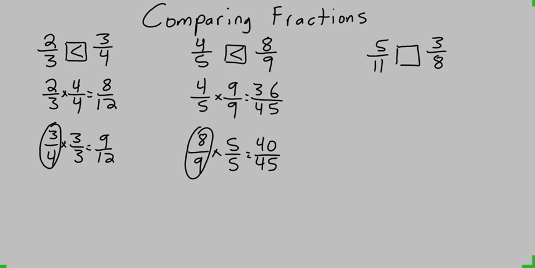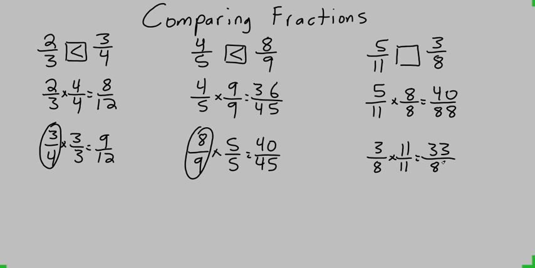All right, and 5/11 compared to 3/8. Well, I can't turn an 8 into 11. So 5/11, I'm going to multiply by the other denominator, which is 8, which gives me 40 88ths. And 3/8, I'm going to multiply by 11 over 11. 3 times 11 is 33. 8 times 11 is 88. The denominators are once again the same. So 40 is greater than 33, so 5/11ths is the greater fraction.